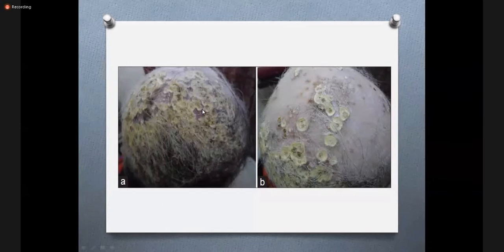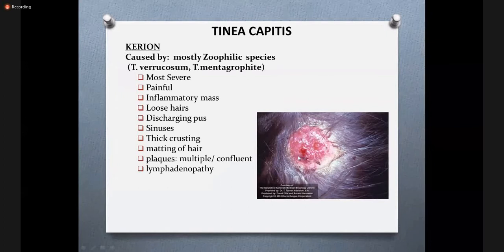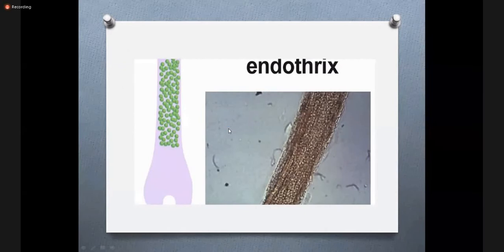So we have discussed four patterns of Tinea capitis. This is favus, which presents as a yellowish crust. And this is kerion, an inflammatory mass. This is black dot and gray patch. These are the four patterns of Tinea capitis. Okay.